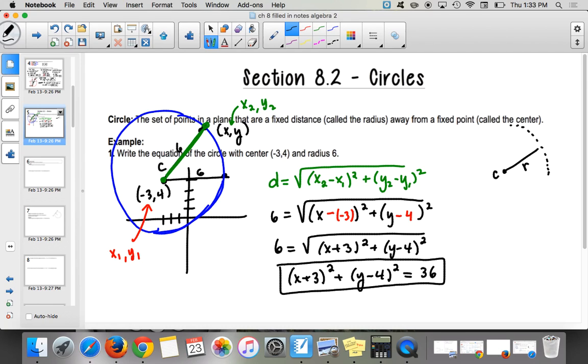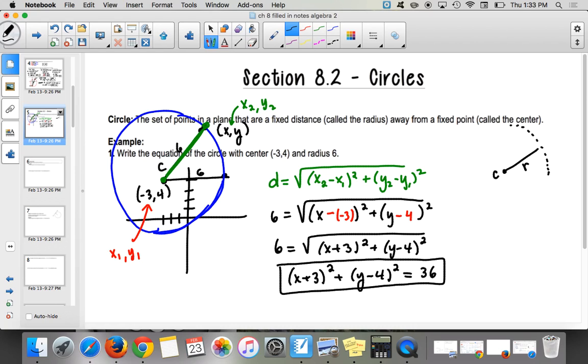Yeah, Julian? Why do you replace D with 6? Because we want the points that are at equal distance. This is the distance 6 from the center. So it doesn't have to be the diameter. No, D stands for distance, like in the distance formula.